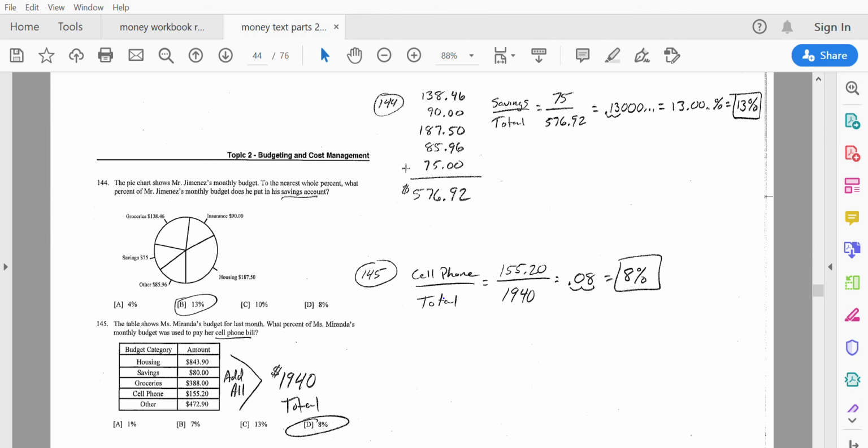Again, the bottom we need to put the total. So we add up all these numbers, 1, 2, 3, 4, 5 numbers. We add them up. We get 1,940. That goes on the bottom. Again, just make sure you do the order correctly here. 155.20 divided by 1,940. You get 0.08. Move it over twice, and that's your 8%.